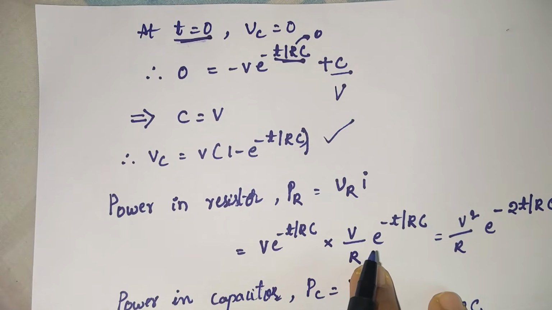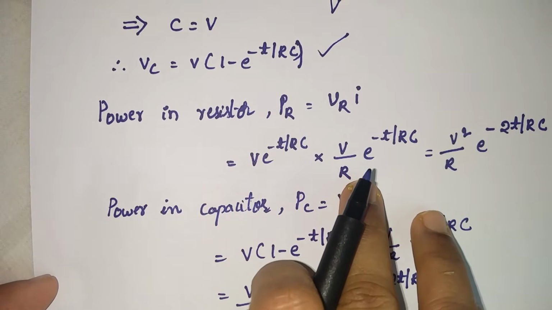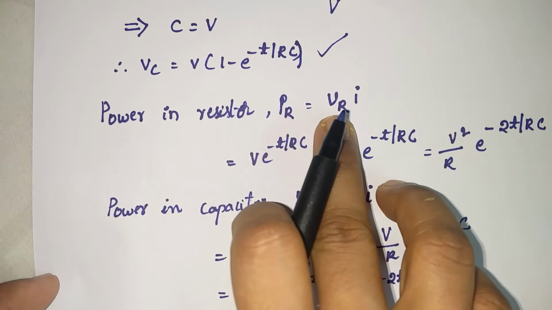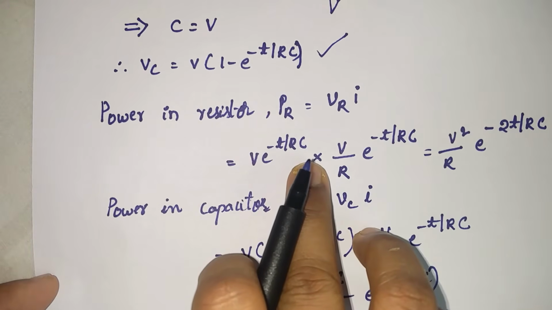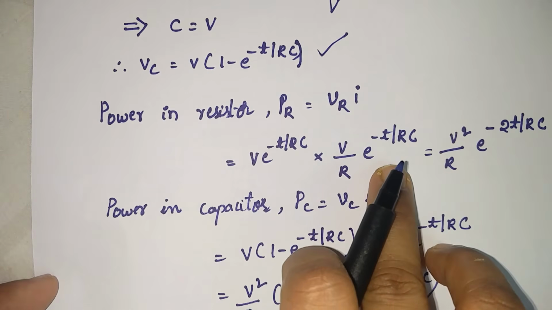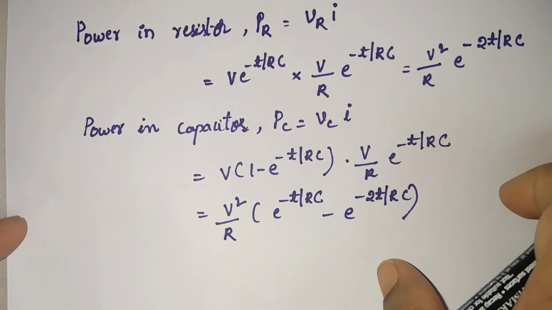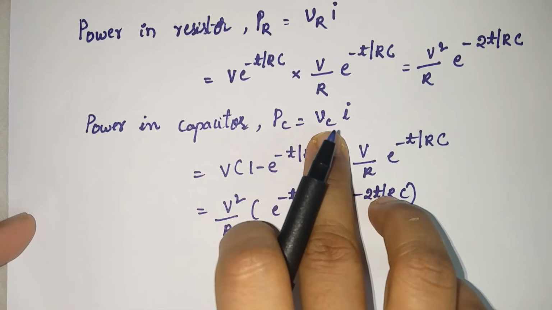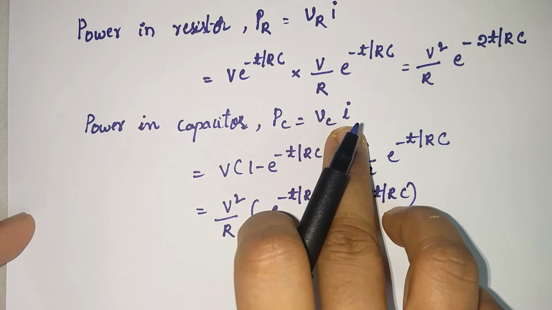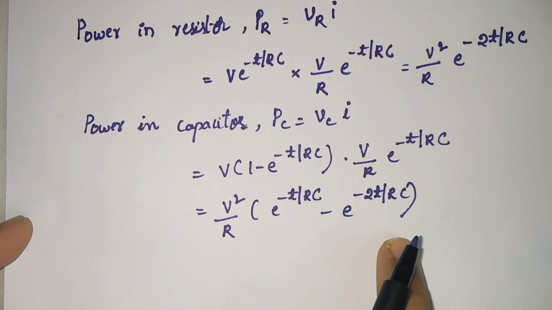So also we can find the power dissipation in the resistor and power in the capacitor also. The power formula is voltage into current. We got the VR expression, so substitute here, and also we got the current expression, substitute that one, and there you get the power in the resistor. Similarly, power in the capacitor is what? Vc into I. So substitute the Vc expression and substitute the current expression. There you got the power in the capacitor.